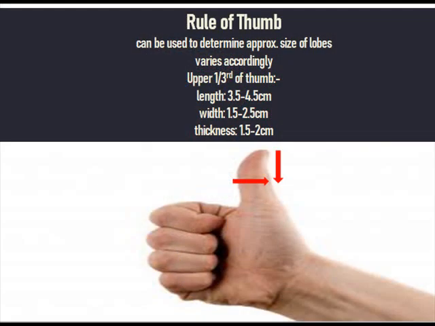The rule of thumb can be used to determine the approximate size of the lobes of the thyroid gland. It varies accordingly in every individual depending upon their age, size, and physical conditions. The dimensions of the upper one-third of the thumb correspond to the length, width, and thickness of the lobes of the thyroid gland.